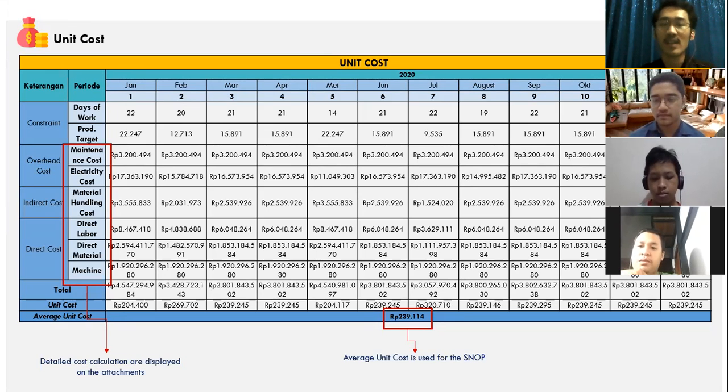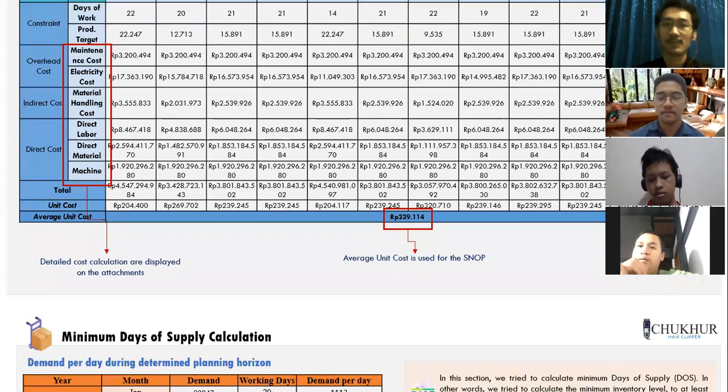Here we display the unit cost for each of the 18 periods. However, in this slide we only display up to the 12th period, and the rest, periods 13 until 18, can be seen in the attachment. From here, we calculate the unit cost for each month, and we also calculate the average unit cost, which is approximately 239,000 rupiah, and this is going to be used as an input for the S&OP strategy.